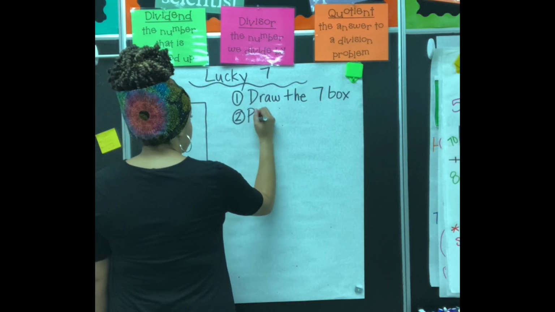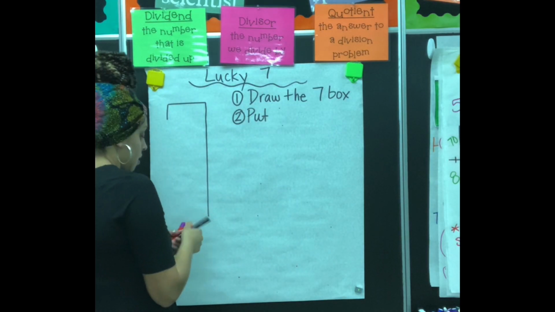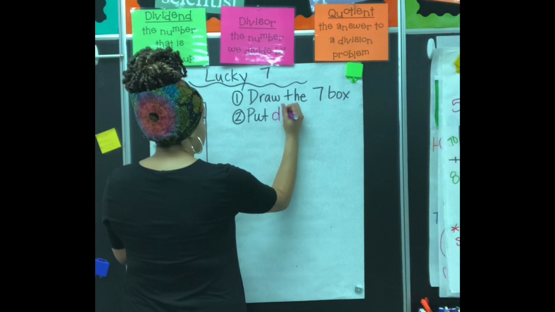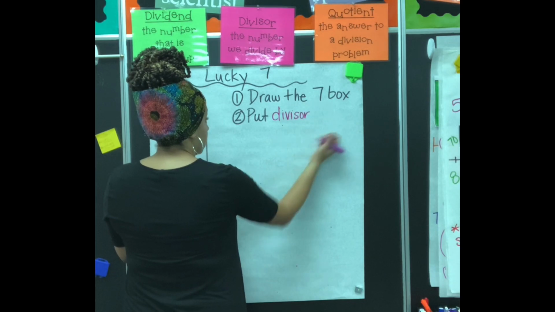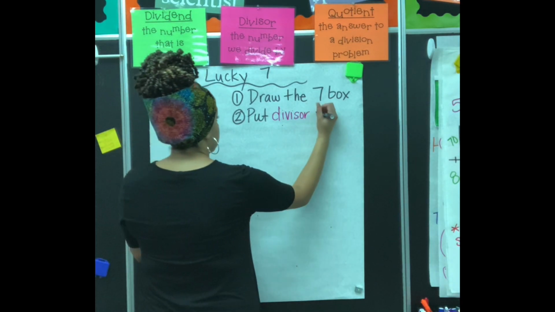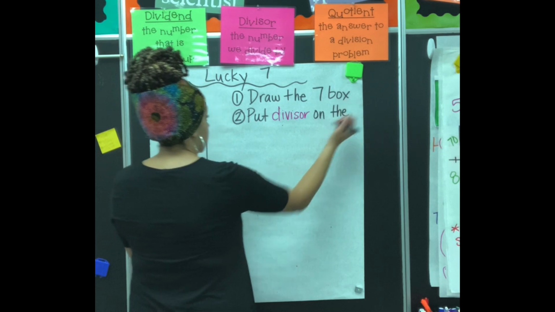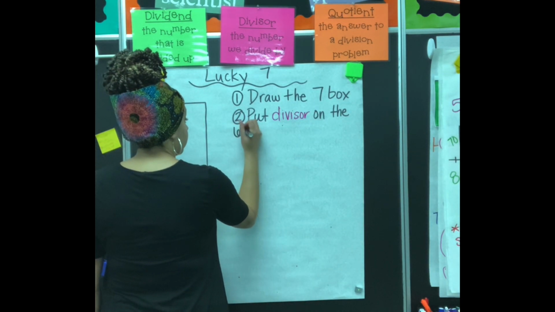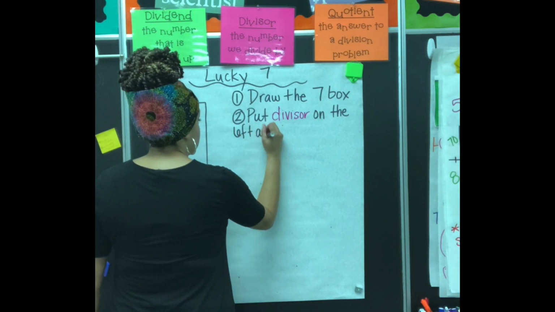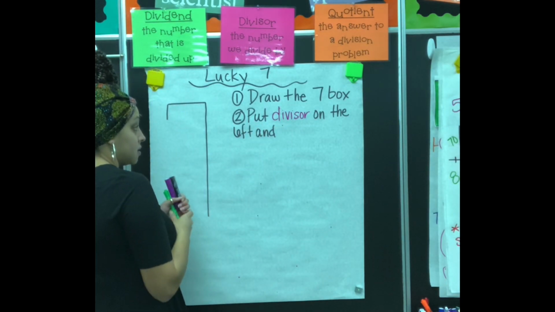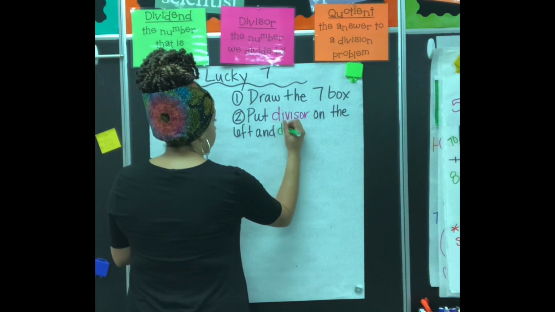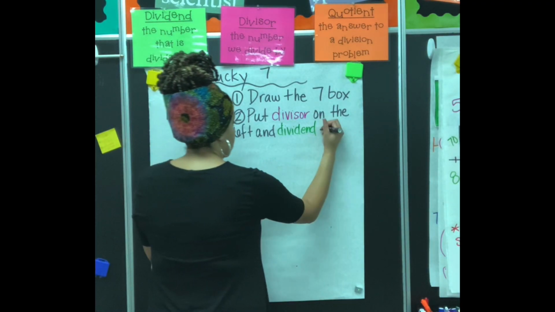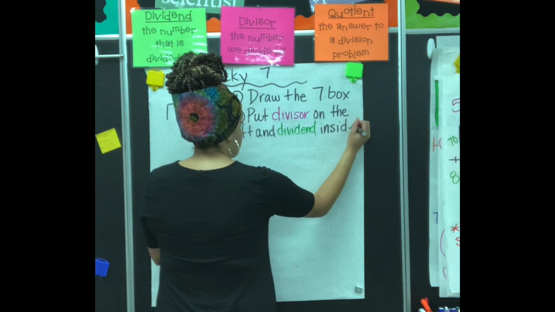is we are going to put the divisor on the outside. So not on this outside, but on the left. We're going to put the divisor on the left and put the dividend on the inside. Okay.